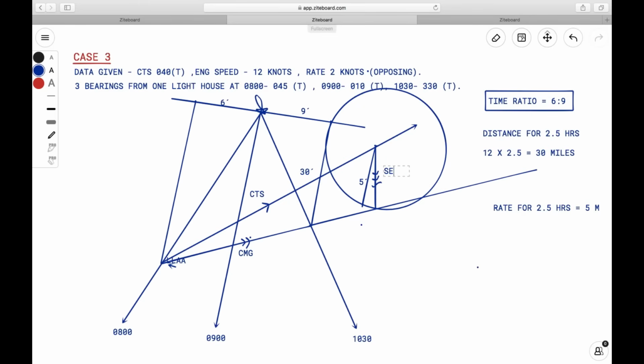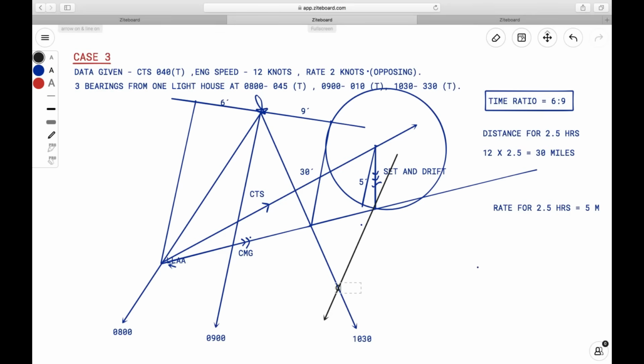This is your set and drift of 5 miles. So you got the point. So you do the transfer of this 0800, and you can transfer the 0800 here now. You transfer 0800 here, it will be parallel to that one. It will be meeting somewhere here.